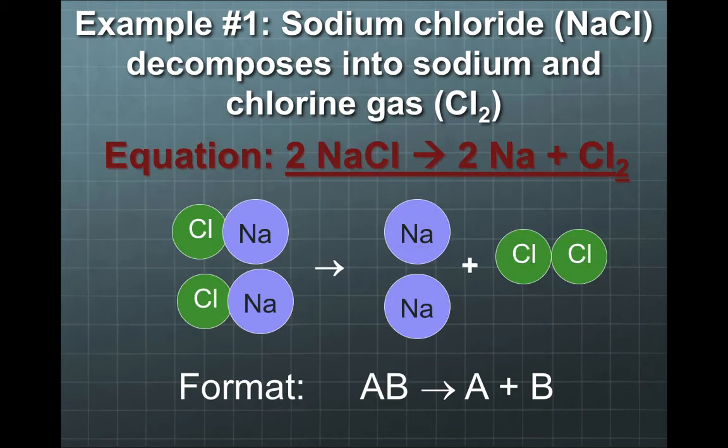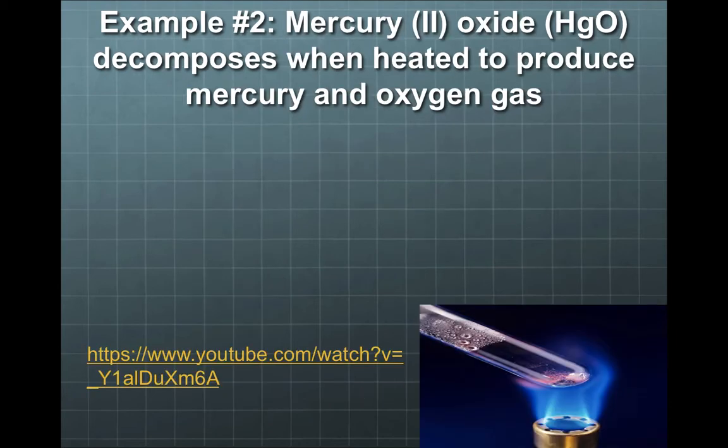Okay, so if you were going to visualize this with atoms, this is what would be happening. The 2 salt compounds would be breaking apart into 2 separate sodium atoms and 1 chlorine molecule. Now let's look at mercury(II) oxide, which decomposes when heated to produce mercury and oxygen gas.